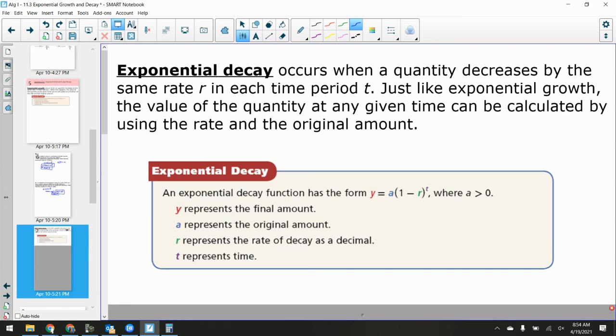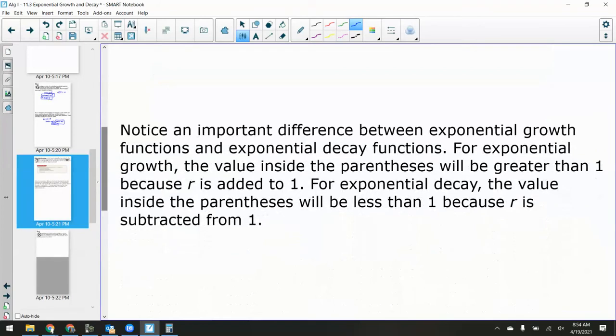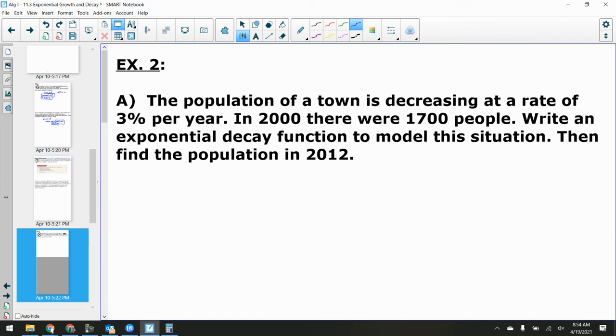Why? Because now we have to make that base, the thing we're raising to the power, less than 1, because we want it to go down, not up. So instead of 1 plus r, it's just 1 minus r. It's the exact same equation, just with a different operation. Notice the important difference is the subtraction sign. Okay, I talked about that already.